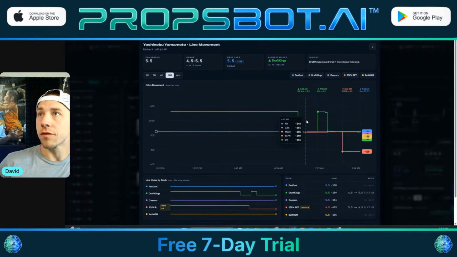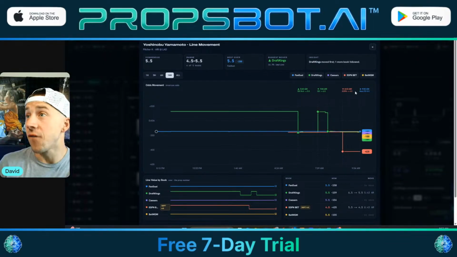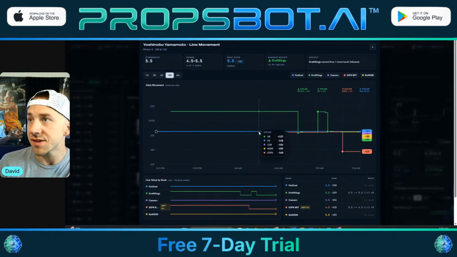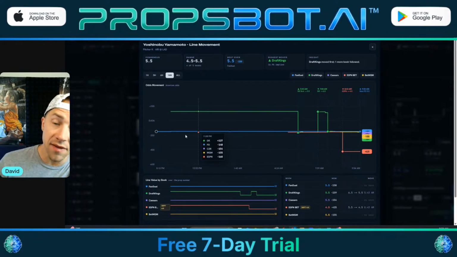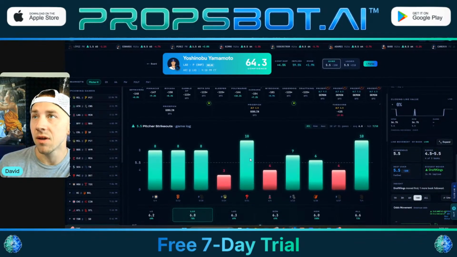DraftKings moved first. 6.5. ESPN at 4.5. Interesting. These are some weird line movements right now. FanDuel stayed pretty consistent. Look at this. So the money's on the under, just so you know. So keep an eye on it. Just put one on it.